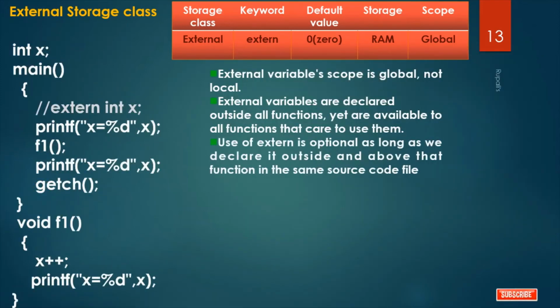The use of extern is optional as long as we declare it outside. So you can omit this extern line and declare the variable int x outside the main, making it a global variable, as long as we declare it outside and above the functions in the same source code file. In this way you can also write an external variable. So the use of extern is optional here.